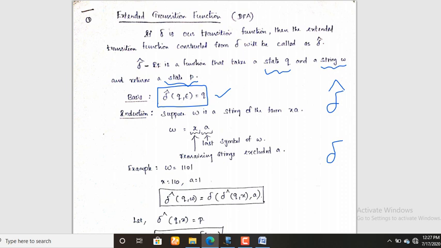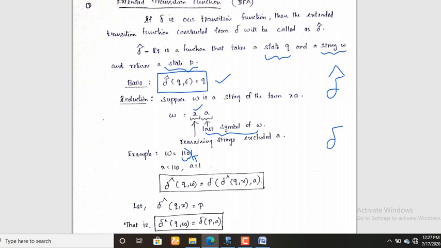Next we have the induction part. I take a string omega, or w. Here w is a string of the form xa, that is, w equals xa. What do you mean by a? a means the last symbol of w. The remaining part is covered in the x part. For example, if w equals 1101, then a is the last symbol, 1, and the remaining 110 is the part x.